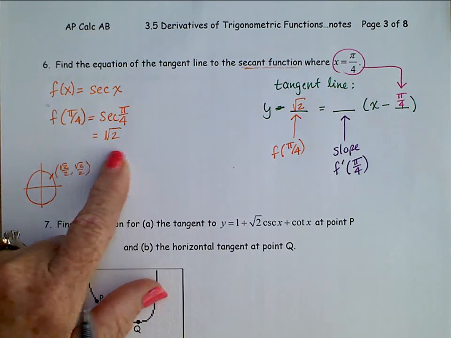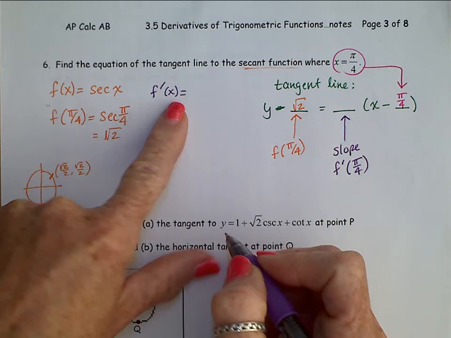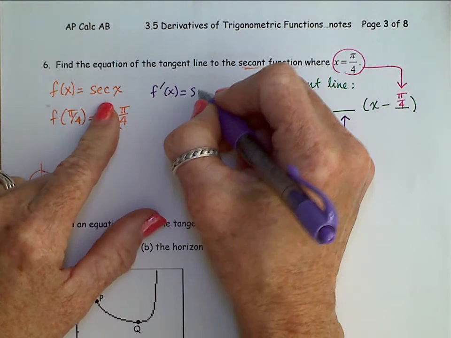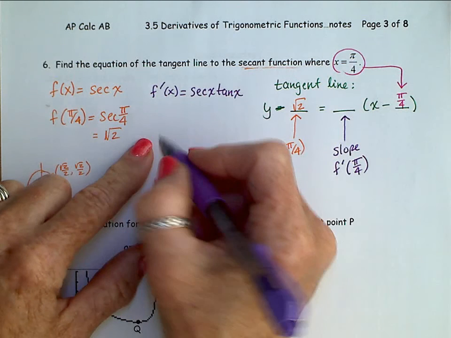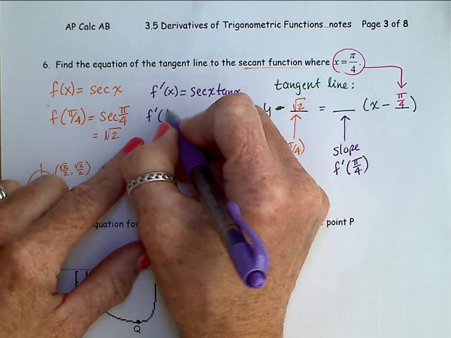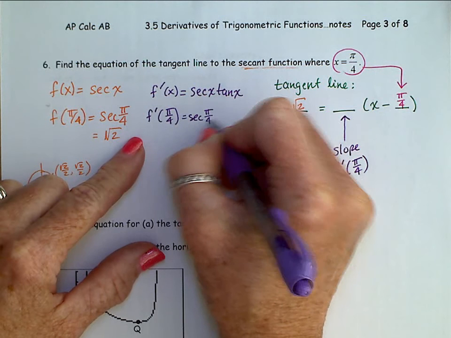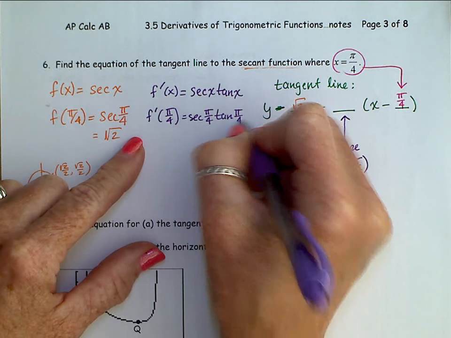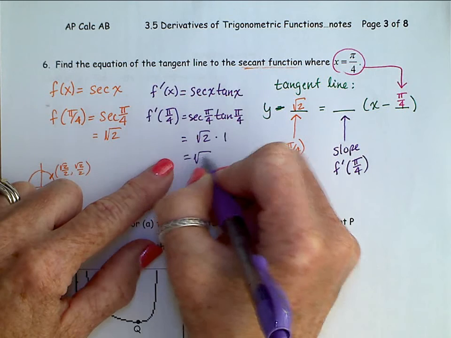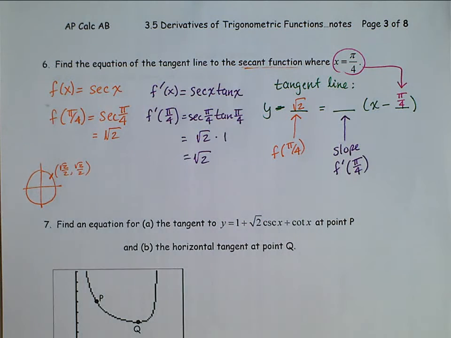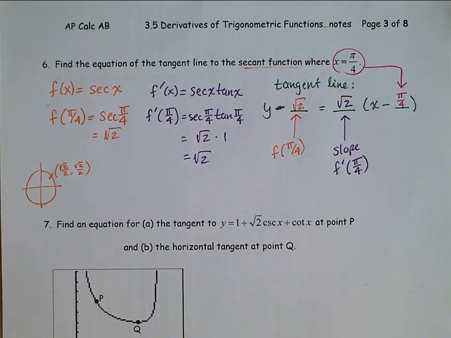To find the slope, we'll need to find f prime of x. And the derivative of secant is secant x tangent x. So plugging in then and evaluating f prime at pi over 4, that's the secant of pi over 4 times the tangent of pi over 4, which is square root 2 times 1, or square root 2. And there's that slope, square root 2. And we have our tangent line.